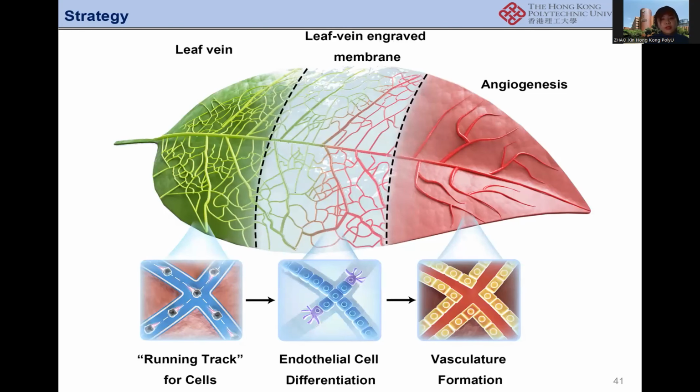So here's how we make it. This is the material, and on top of the material, we make these leaf-mimicking channels. By using these leaf-mimicking channels, they mimic the running track of the cells, so they can guide the vasculature formation.